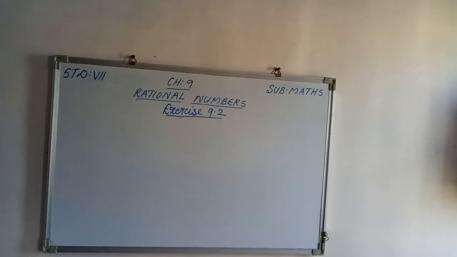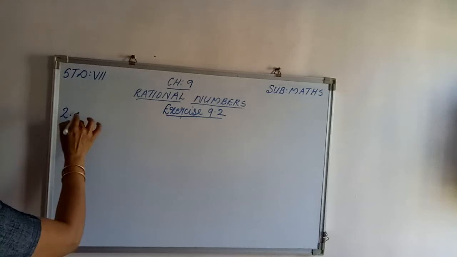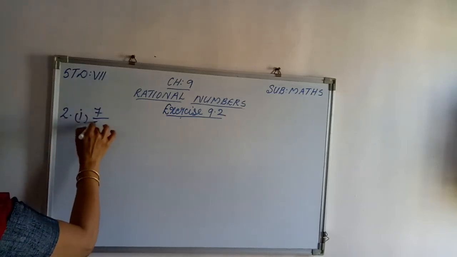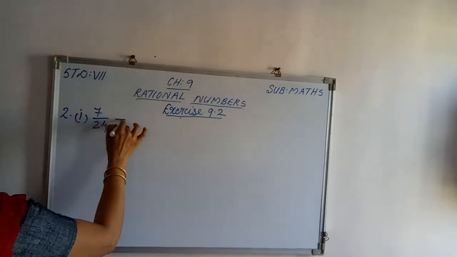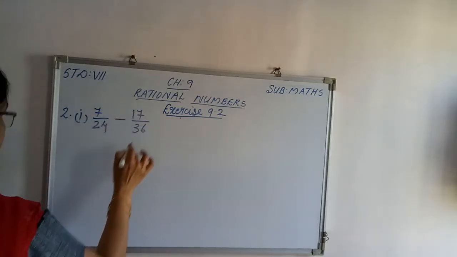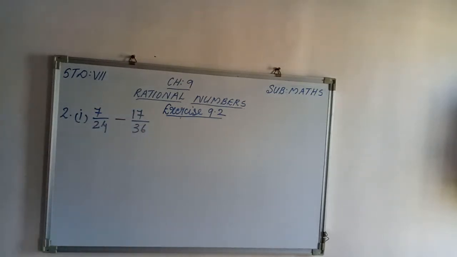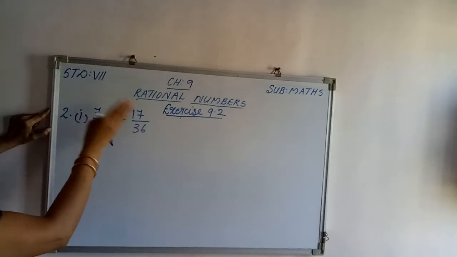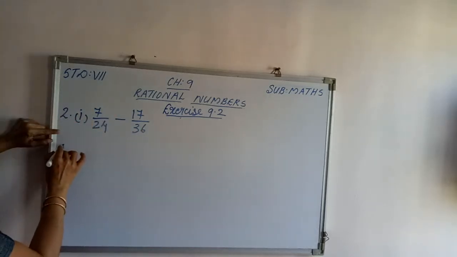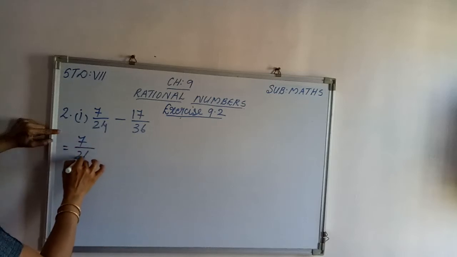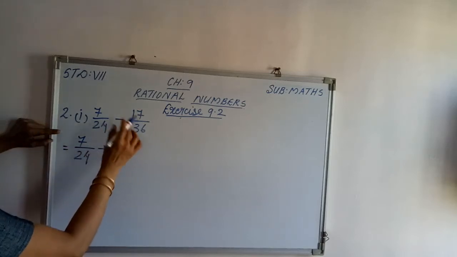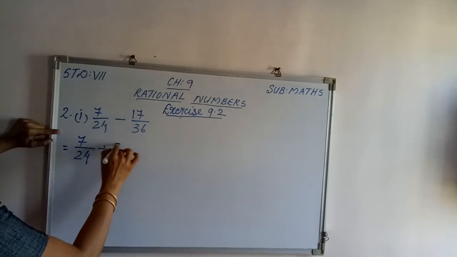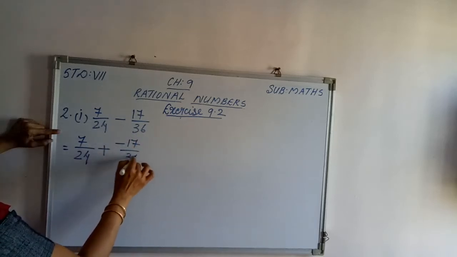Now question 2, that is the subtraction. Find 7 upon 24 minus 17 upon 36. In subtraction, I told you how to do it. You have to take the additive inverse of the rational number to be subtracted. Then add it with the first rational number. So this can be written as 7 upon 24 minus, change it into plus, additive inverse of 17 upon 36, minus 17 upon 36.